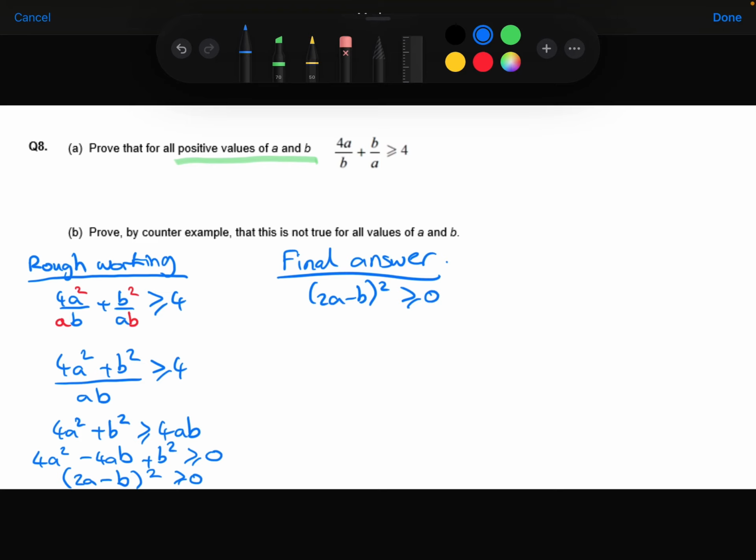That's my known fact that I'm going to work from to get to the 4A over B plus B over A is greater than or equal to 4. I'll expand the brackets. I'm going to add the 4AB to both sides. And then I'm going to divide both sides by AB.